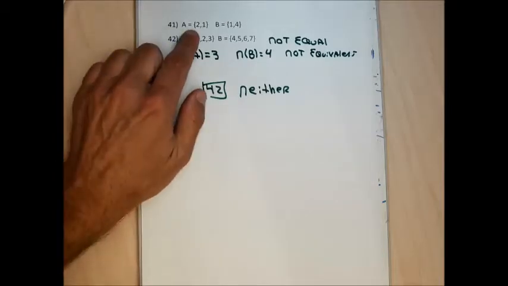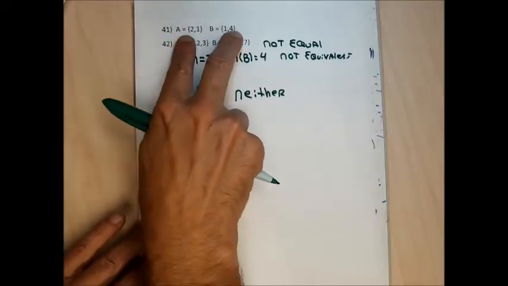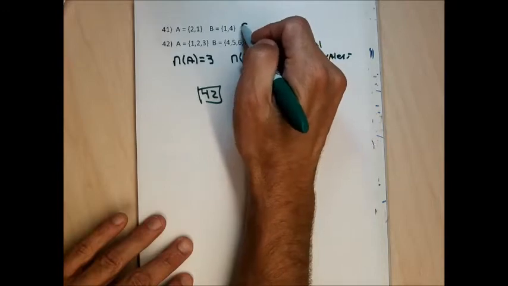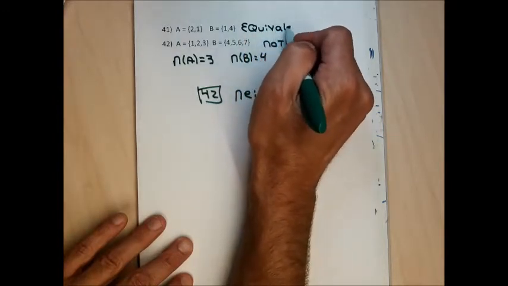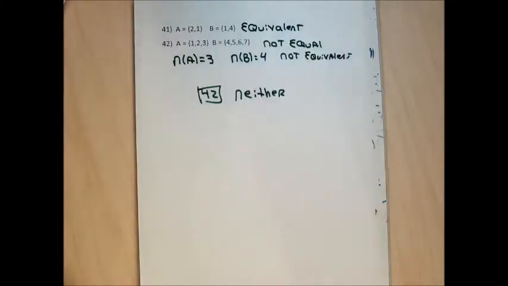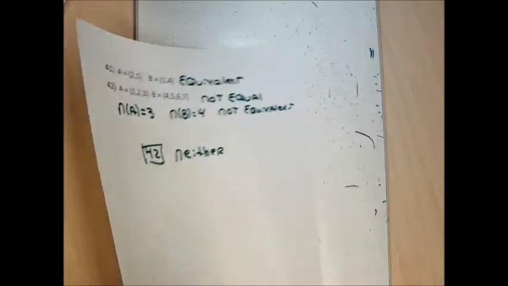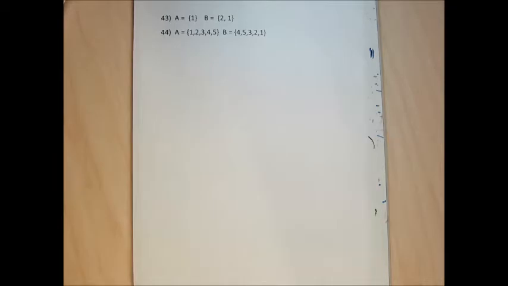And your answer for 41, they're not equal because they don't have exactly the same elements, but they do both have 2 elements. So these are going to be equivalent sets. Oh, just a few more problems to do.